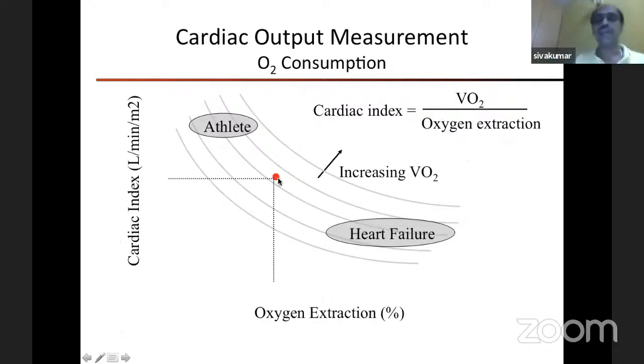So obviously in heart failure, the cardiac index will keep going down. So this will cause the patient to extract more and more. And in an athlete, the cardiac index will go higher and higher, and so he will be extracting less oxygen.